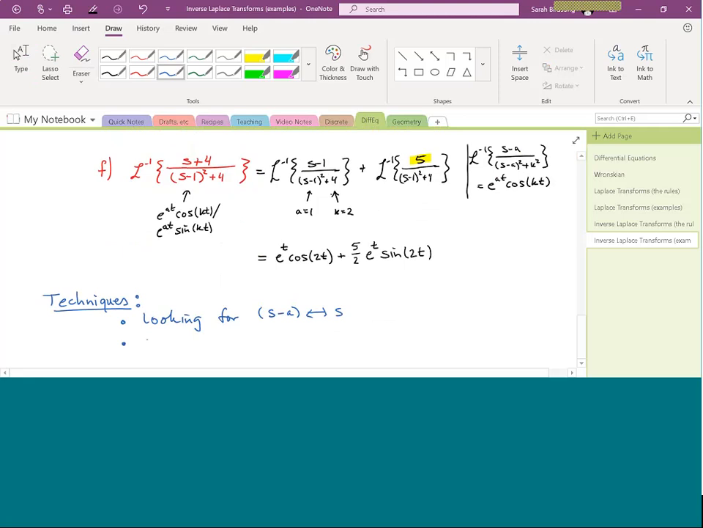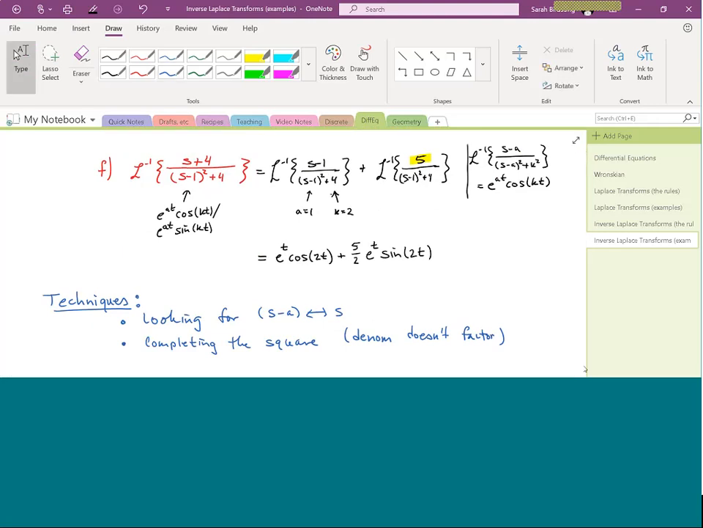Okay? So the big ones are looking for completing the square. And that's specifically completing the square in the denominator. This is when you would do this when your denominator doesn't factor. If it does factor, don't do this.